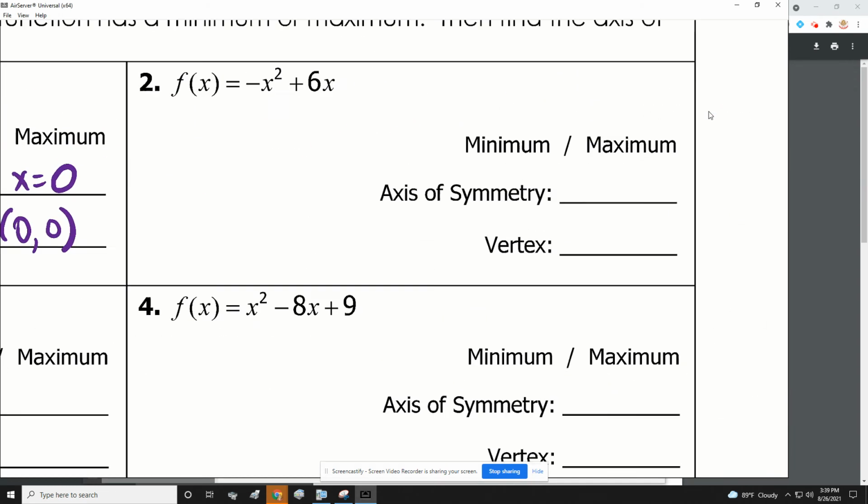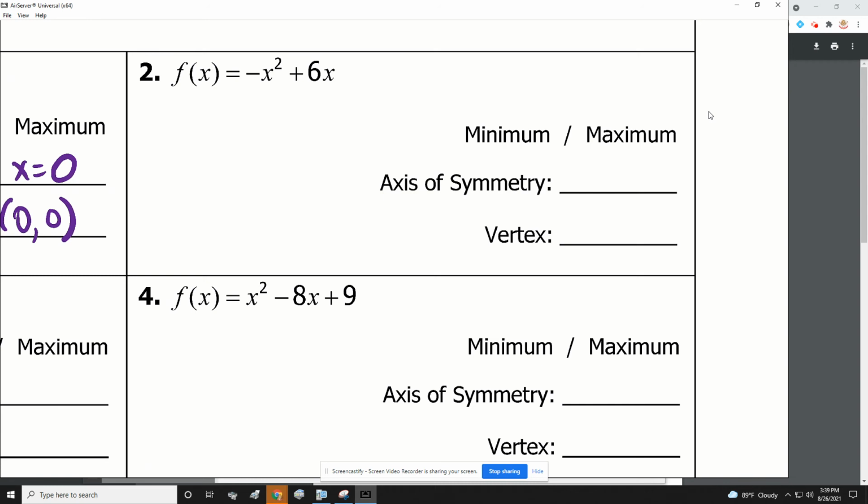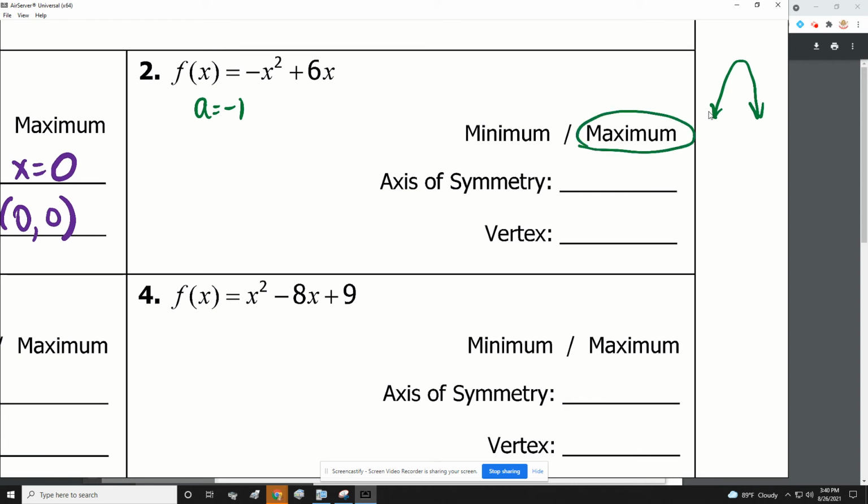Okay, so let's look at the next one. On this one, I would start off and say what a is. A is -1. It's the coefficient, or the number in front of x squared. Because it is negative, this is going to be one of the ones that opens downward, so it will have a maximum. All right. B is 6 because it's the number in front of x.